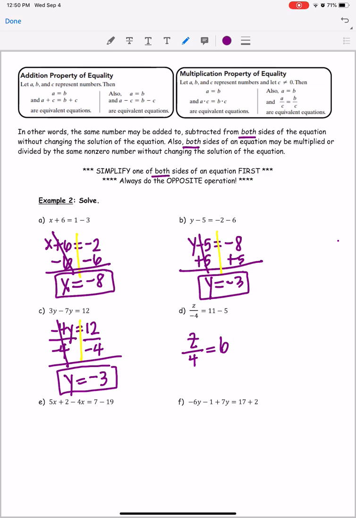So the goal here is to get Z by itself. So what's going on between Z and 4? Well, Z is being divided by 4. The opposite of divided by 4 is to multiply by 4. And what we do to one side of this equation, to keep this balanced, we must do to the other side. So 4 divided by 4 is 1. So we get Z, and 6 times 4 is 24.